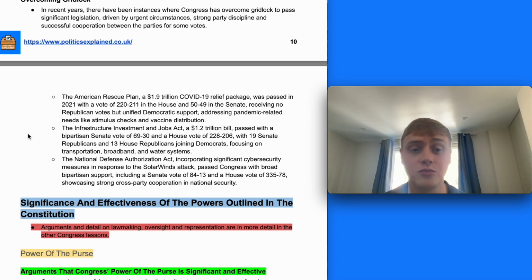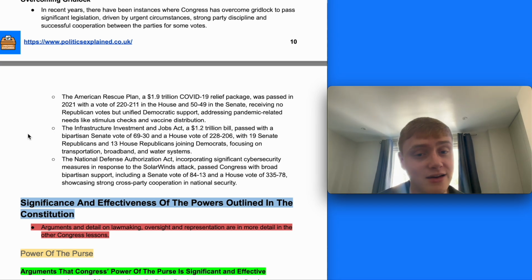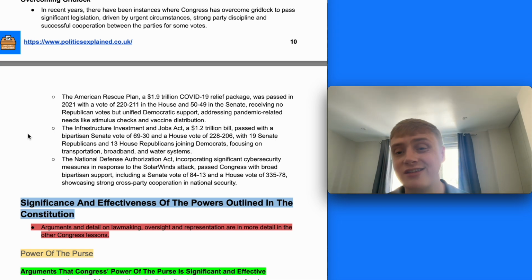And finally, there are some areas of policy and some pieces of legislation which have really strong bipartisan support from both of the parties. So the National Defense Authorization Act, which incorporates significant cybersecurity measures in response to the SolarWinds attack, passed Congress with broad bipartisan support. So a Senate vote of 84 to 13 and a House vote of 335 to 78. It showed the kind of real strong cross-party support in some areas, such as national security.